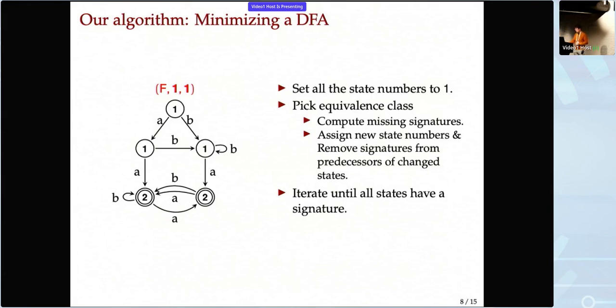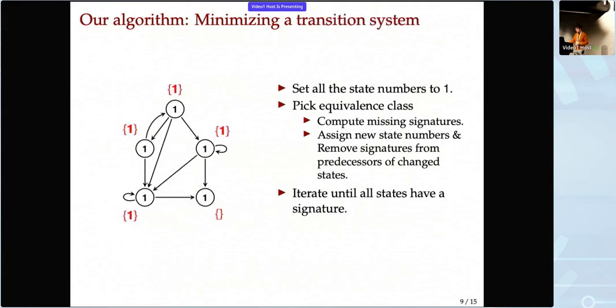So now we pick, again, an equivalence class and compute its signatures. So we pick 2, for example. And now we see that the signatures are still the same, so everything's fine. So now we pick equivalence class 1. We recompute the signatures. Now we see that in equivalence class 1, we have 2 different signatures, namely the top one has a 1 and the bottom two have a 2. So again, we do the same. We change the state numbers there. And we continue. And then eventually we converge and we found our equivalence classes.